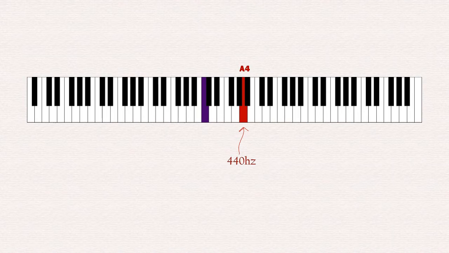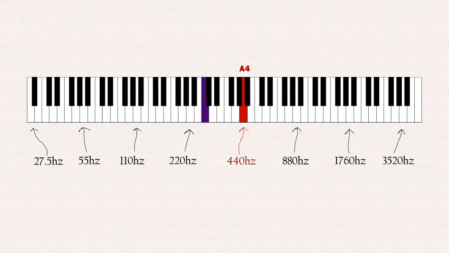The next A down is exactly half the frequency of A4. This relationship of halving or doubling the frequency goes on in both directions forever. The 11 pitches between octave A's are equally spaced, which means C4 is about 262 Hz, just in case you were curious.